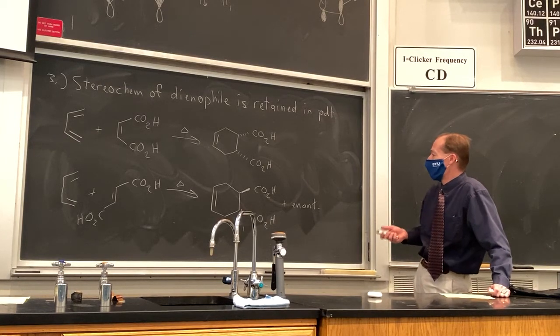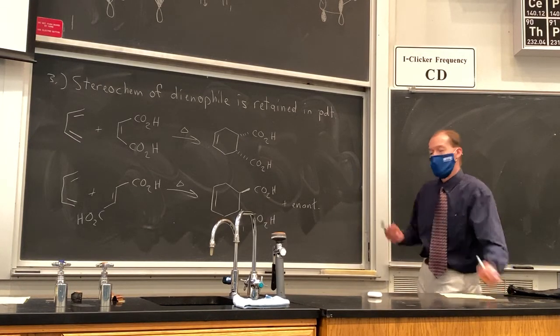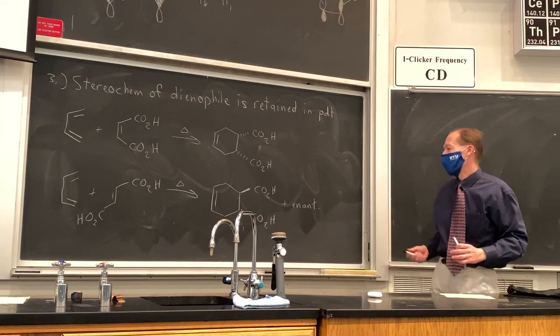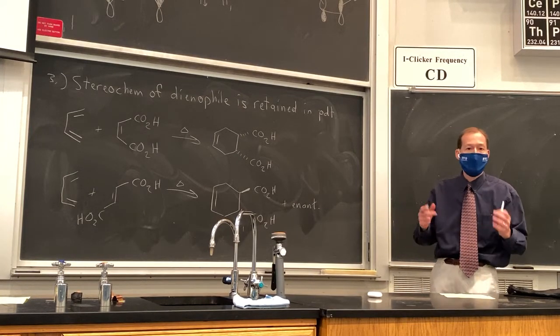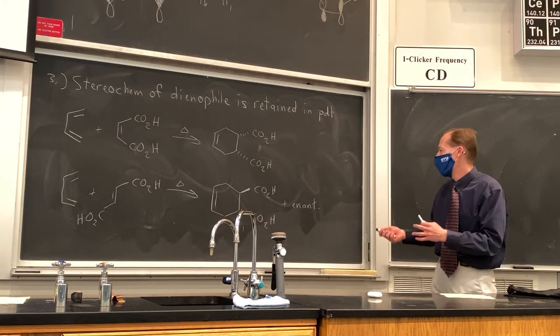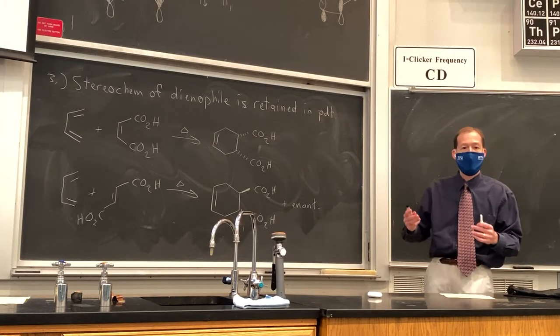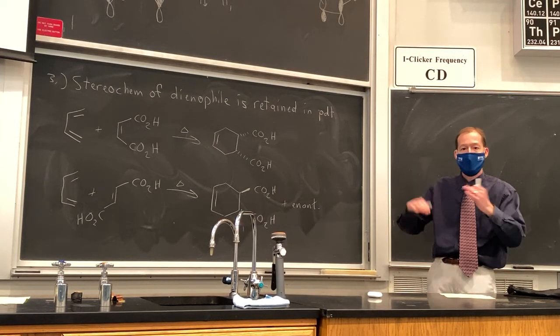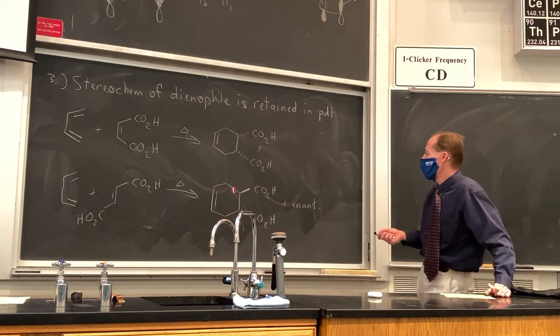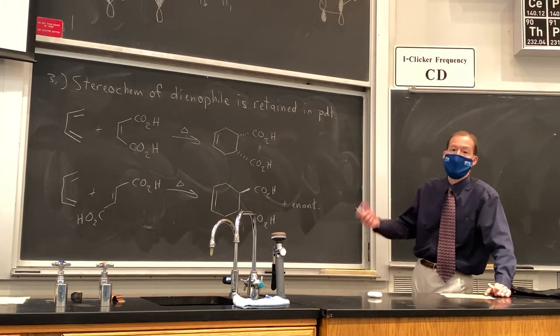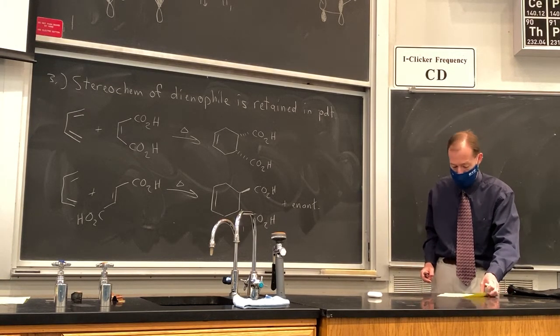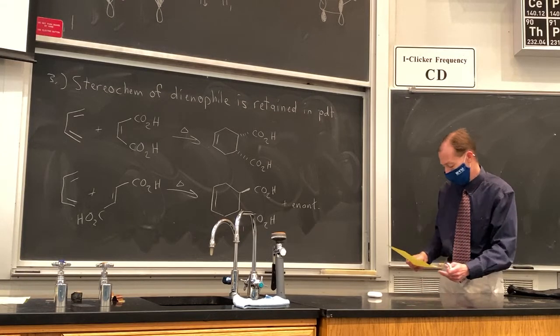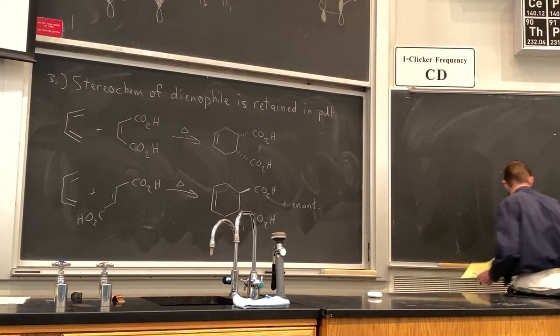Both of the new sigma bonds that are being formed are formed simultaneously. And so that does not provide any opportunity for these groups to rotate. And so the relationship that they have in the dienophile has to be maintained in the product because of that lack of opportunity to rotate due to the fact that the two new sigma bonds are formed simultaneously. So that's the explanation for the stereochemistry being retained.